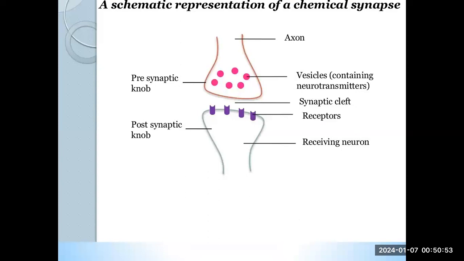You can look right here, the schematic representation of the synapse, and you can see the axon of the presynaptic knob containing vesicles, which contain the neurotransmitters. In between the post and presynaptic knob, there is a synaptic cleft, and on top of the postsynaptic knob, there are the receptors. So the post one is called the receiving neuron.